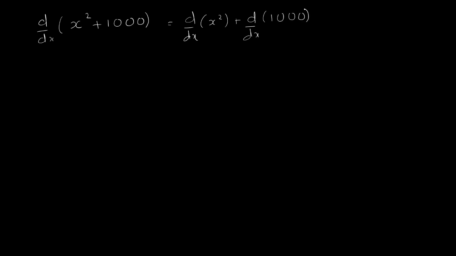If we take one more example, d by dx of x square plus 1000, what will it be? d by dx of x square plus d by dx of 1000, and that comes out to be 2x plus 0, that is 2x. So if I use the concept that derivatives are opposite to integrals, I will get the integral of 2x dx is equal to x square plus 1000.